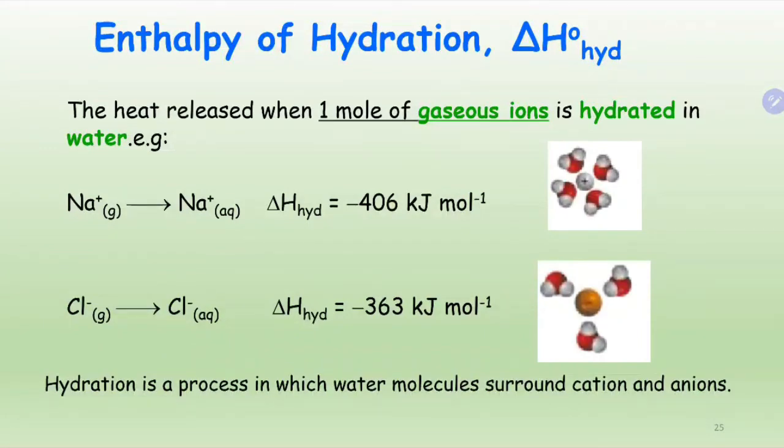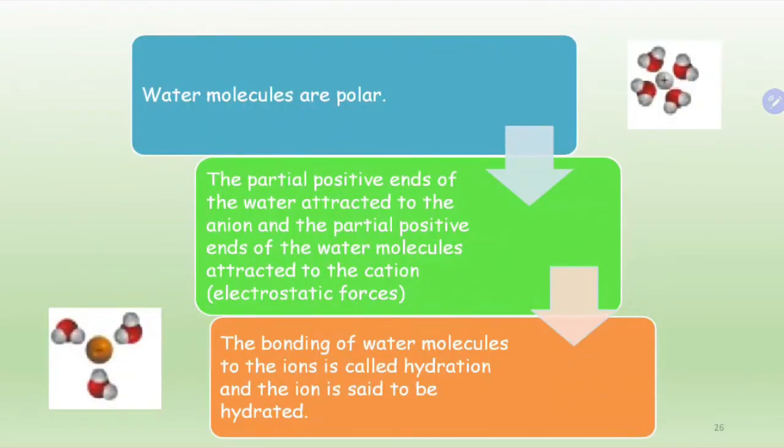Enthalpy of hydration. Enthalpy of hydration is the heat released when 1 mole of gaseous ions is hydrated in water. Hydration is a process in which water molecules surround the cations or anions of an ionic compound. Water molecules are polar. Because of this, the partial positive ends of water are attracted to the anion and the partial negative ends of the water molecules are attracted to the cations. The bonding of water molecules to the ions is called hydration, and the ions that have undergone hydration are said to be hydrated.